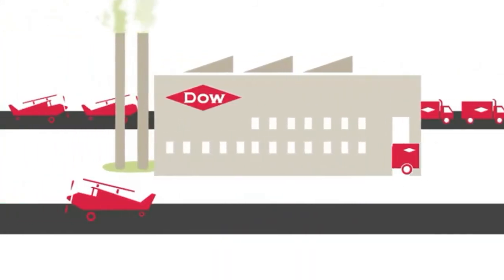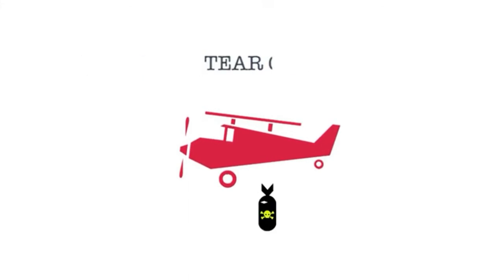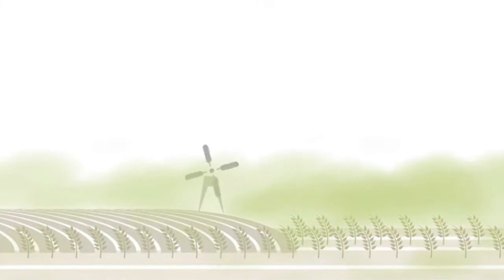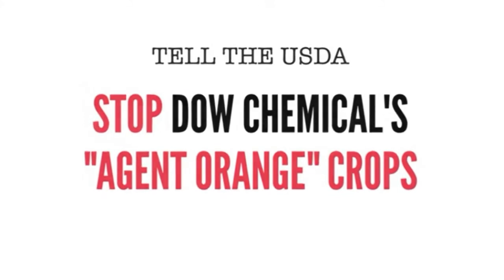Dow Chemical also manufactured military weapons, explosives, tear gas, mustard gas, and now it wants farmers to spray hundreds of thousands of pounds more of its chemical 2,4-D on their crops. Tell the USDA to stop Dow Chemical's Agent Orange crops.